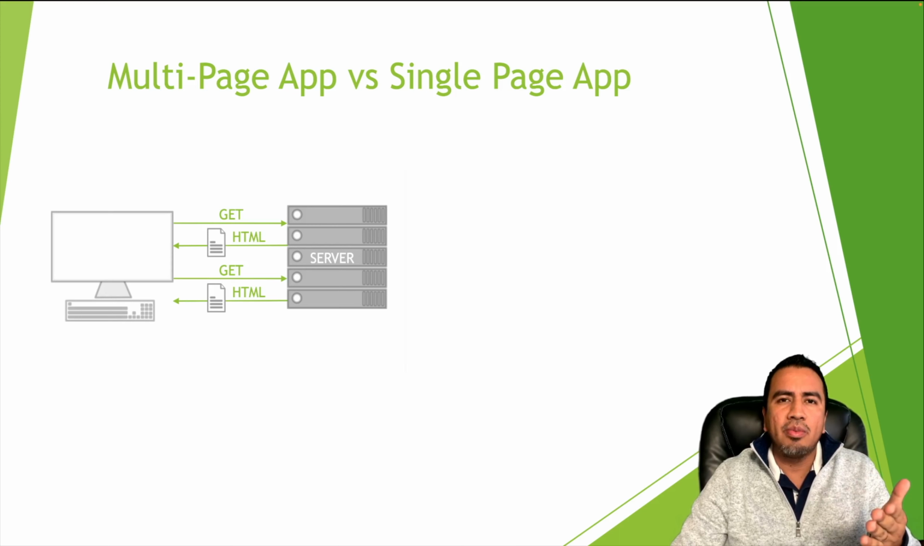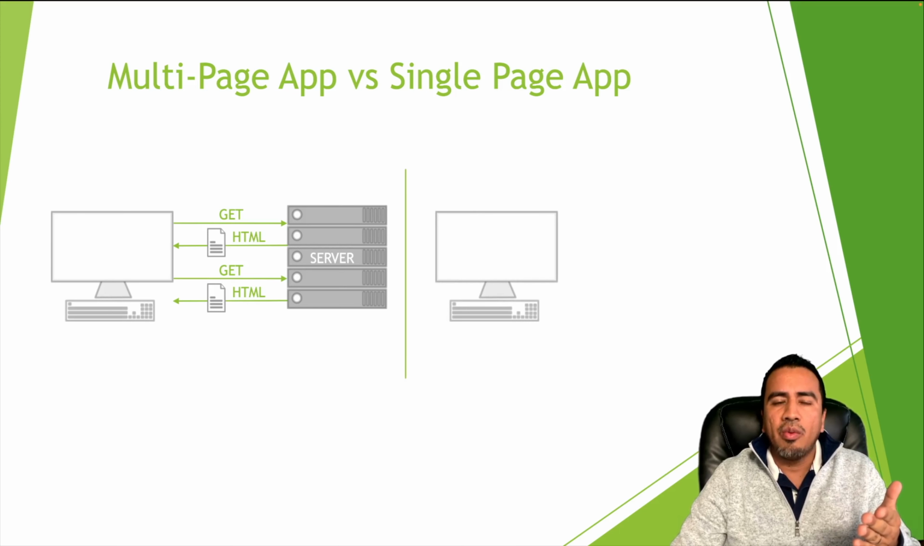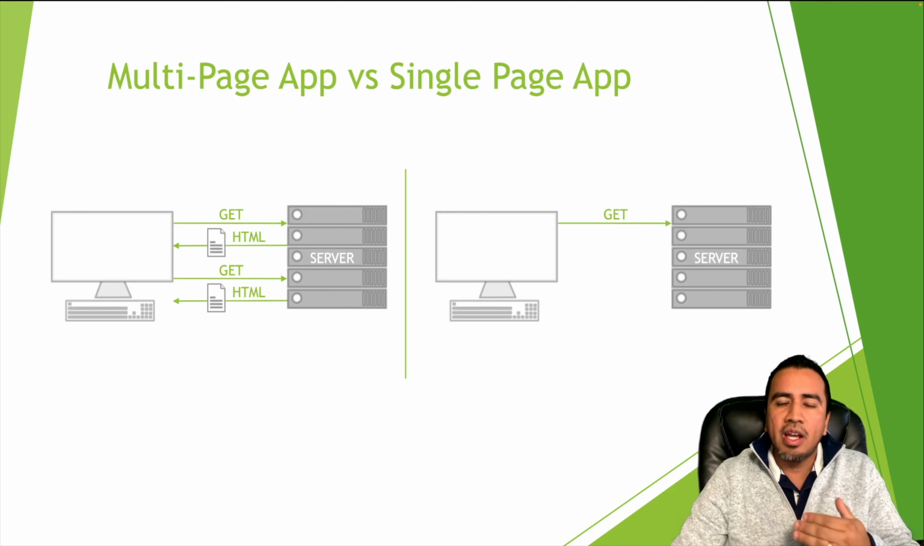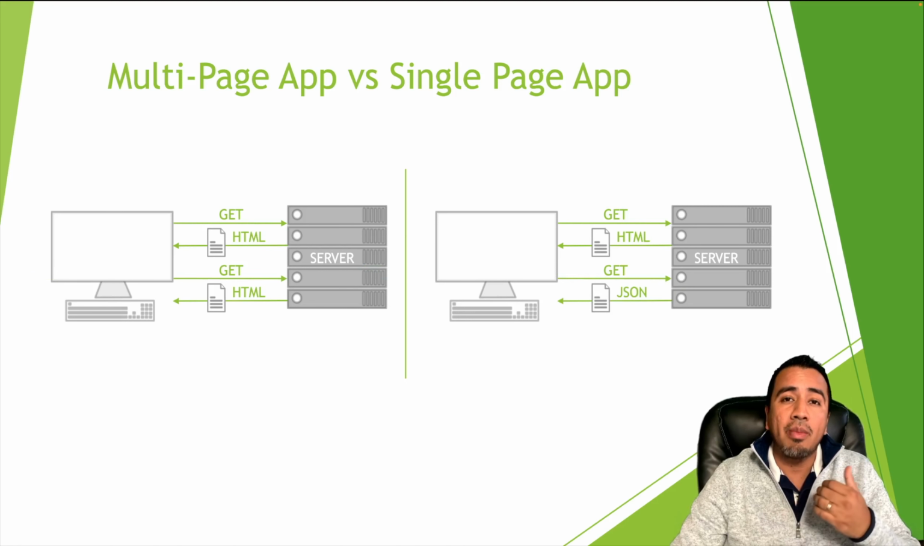But what happens with single-page applications? Whenever our application wants to communicate with the server, we execute a GET request, but this time we get an HTML response in the shape of a distribution folder, which is our whole application. Now, if we want to move between our pages, we execute GET requests to get information, and this information comes back to us in the shape of a JSON object.